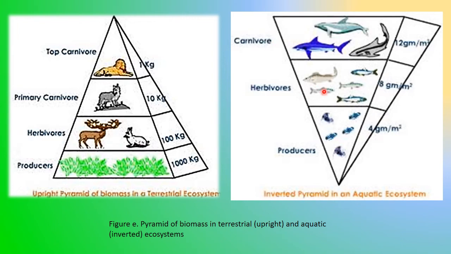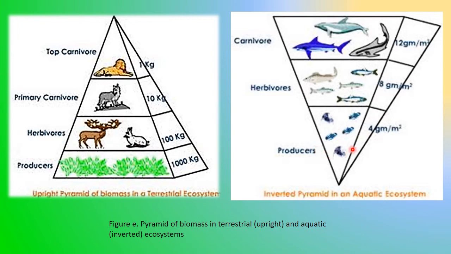As in case of the pond, the producers are smaller organisms such as phytoplanktons or diatoms. Their biomass is quite negligible as compared to the smaller herbivore fishes that feed on them. The biomass of the large carnivore fishes feeding on smaller fishes is still higher, forming the apex of the pyramid, thus making the pyramid inverted in shape as it is depicted here.